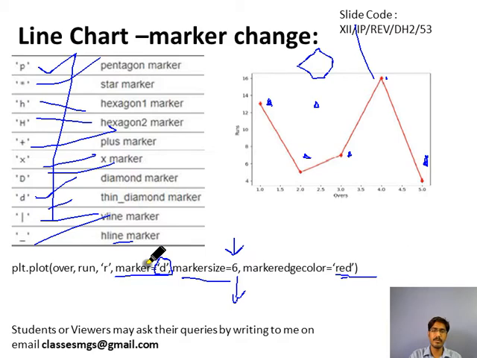You need to remember this property, marker equals to D for diamond. Marker size you can specify as per your requirement, and marker edge color as per your favorite color.